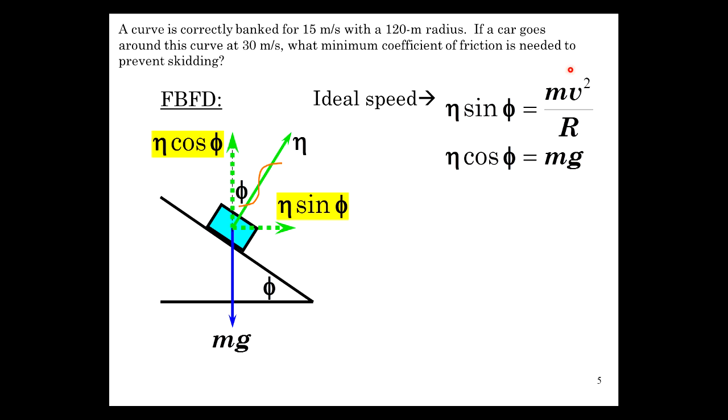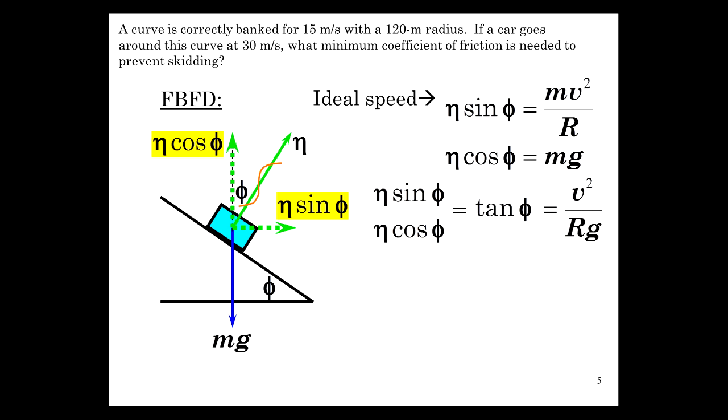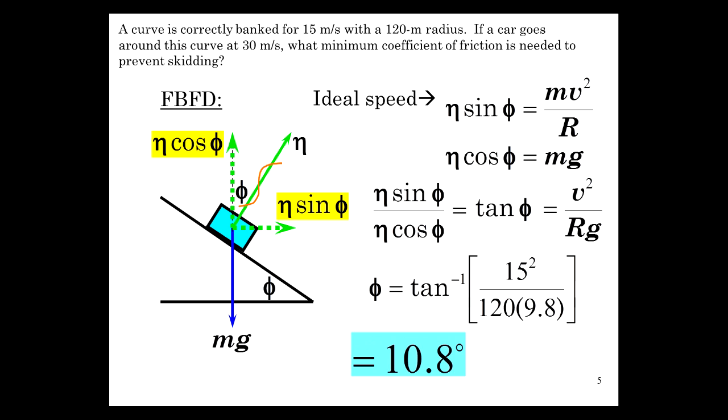These want to be divided, so let's divide them. Sine of phi over cosine of phi is tangent of phi, and that's the ratio of these two expressions, where m goes away. We get v squared over rg. So now let's solve for the angle. Inverse tangent of 15 squared over 120 times 9.8. We get 10.8 degrees, the just right angle for a 15 meter per second vehicle. But we've got it moving at 30 meters per second. So now we've got to add in how much friction we need to execute this corner.